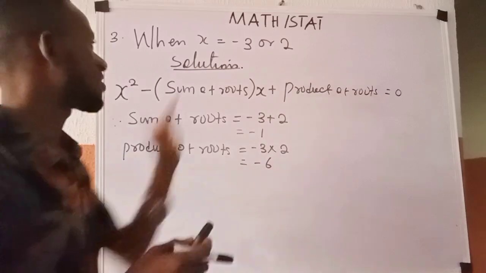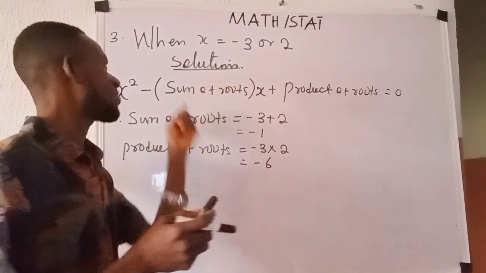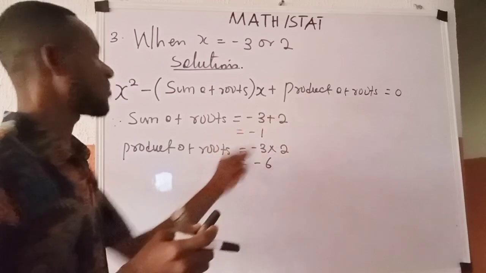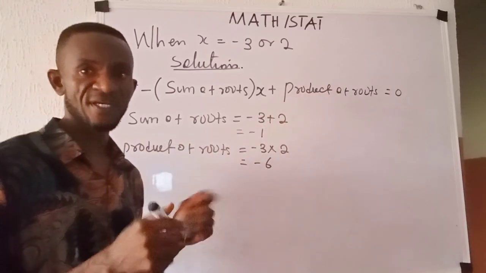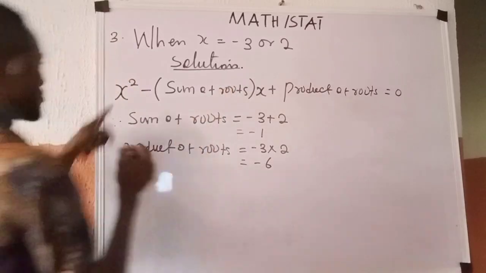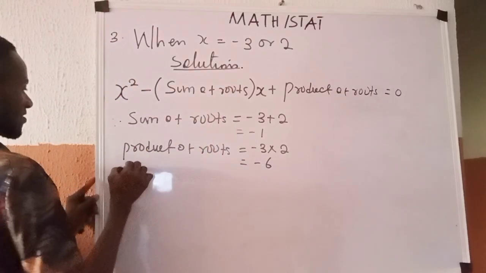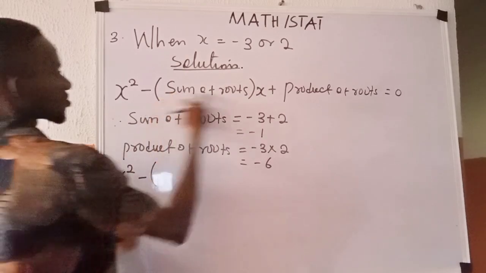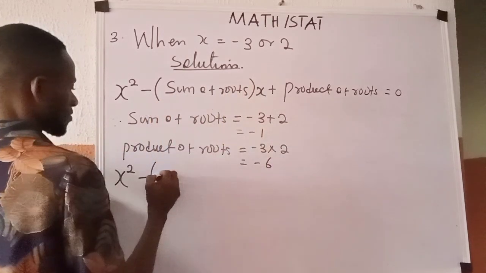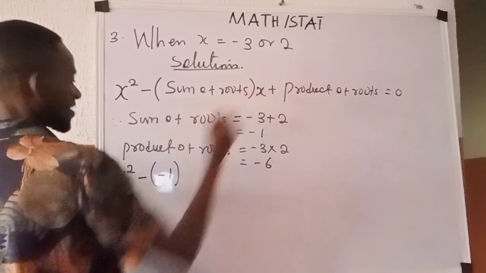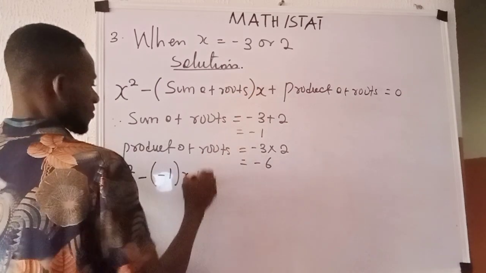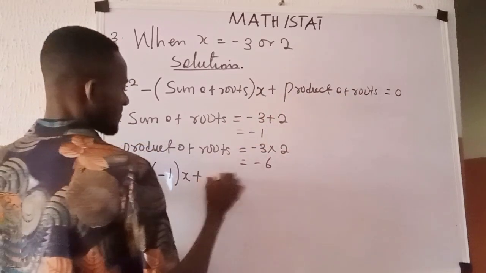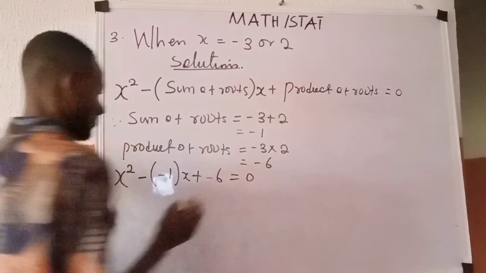So what we are going to do is return to this equation. Anywhere we see sum of roots, we put -1 because that was what we got here. And anywhere we see product of roots, we put -6. In that case, the equation is going to be x raised to power 2, the sign here is minus, you open a bracket, sum of roots already gave me -1, you close it, here is x, plus product of roots, which already gave us -6. So we have minus 6. This equals 0.